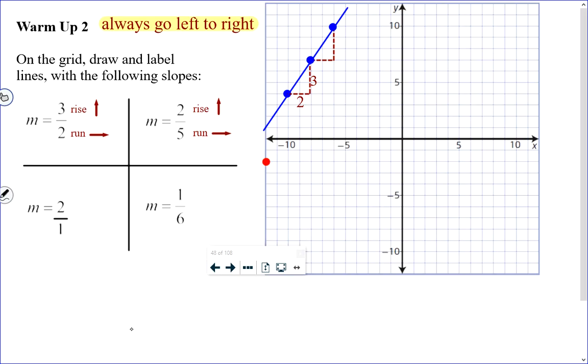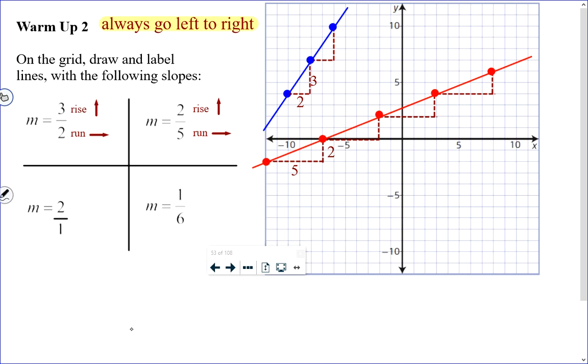So I'm going to pick a point. I'm going to choose that particular point. You pick whatever point you want. From there, I'm going to go 5 to the right and 2 up, 5 to the right and 2 up, etc. And then I can draw that line with a ruler. So that is a slope of 2 over 5.